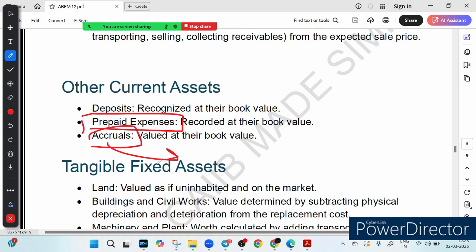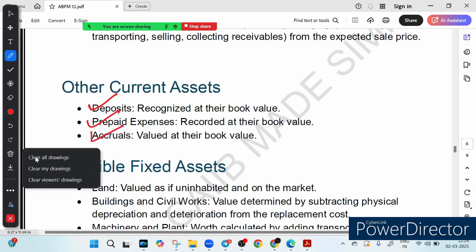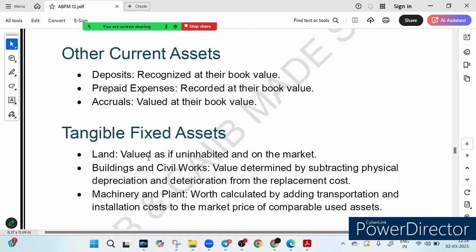What is the meaning of accruals? Which means the amount the company has earned or needs to pay but has not received and settled yet. Means some amount the company has earned or has to pay, but it has not been received or settled yet. Again, they are valued as per the book. So the moral of the story is that these assets don't need complex valuation methods. They are just taken as they are. Remember the names: deposits, prepaid expenses, and accruals. These are just taken as they are. No need to use complex valuation methods.